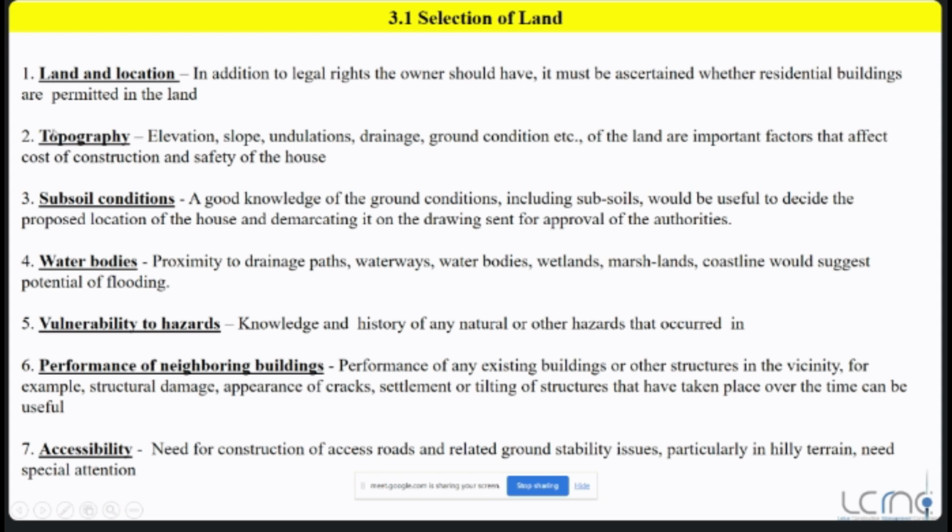And the second one, the topography. The topography is a very important thing again. That is, whether you have elevation or slope, undulations, or drainage, or ground conditions.